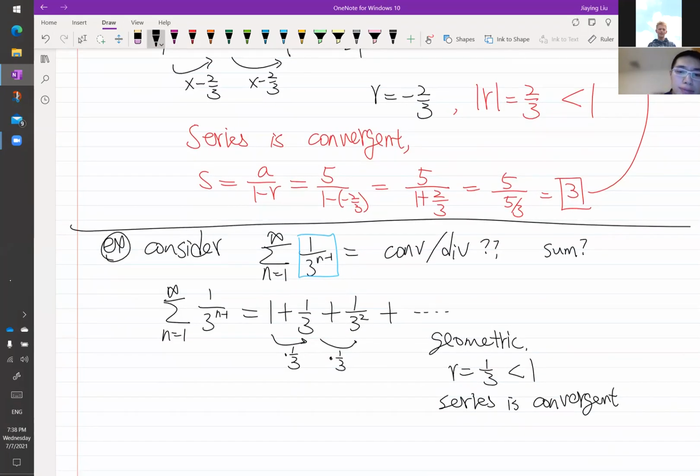And then what about the sum? The sum, we can just use the same formula we had earlier, which is a over 1 minus r. That's for the case when the absolute value of r is less than 1. You can use the general formula by taking the limit.